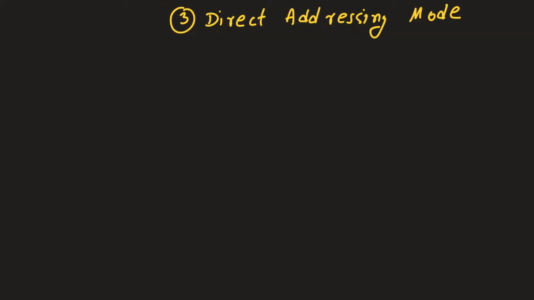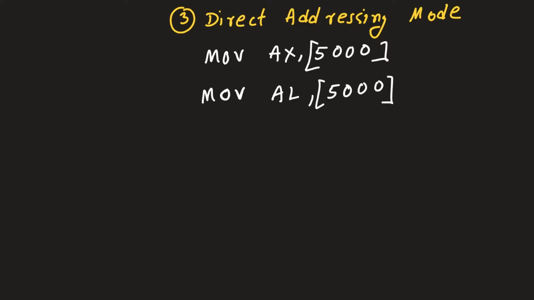The next one is direct addressing mode. In this type of instruction, the address of the data is mentioned in the instruction itself. Here, two examples of direct addressing mode are shown. In the first case, a data which is in the memory location 5000 will be transferred to register AX.